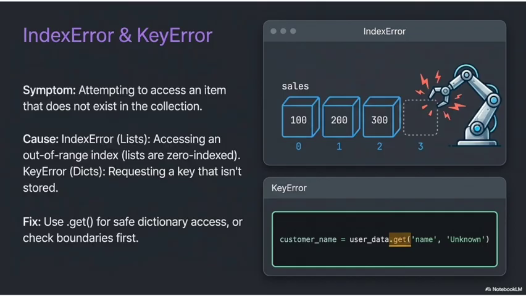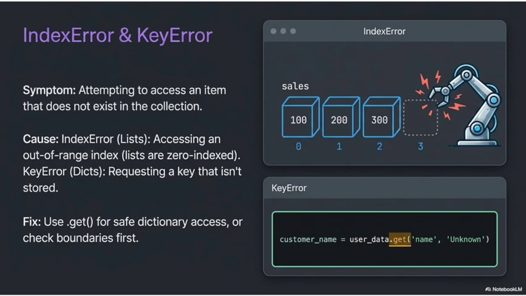IndexError and KeyError are the same bug in two different data structures. You asked for something that doesn't exist in the collection. IndexError hits lists. You requested an index beyond the list's bounds. A 3-item list has indices 0, 1, and 2. Requesting sales[3], the fourth position, crashes because it doesn't exist. Lists are 0-indexed, and the last valid index is always the length of the list minus 1.